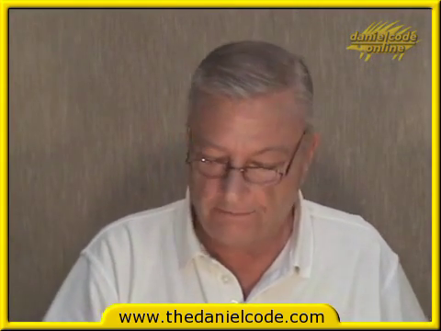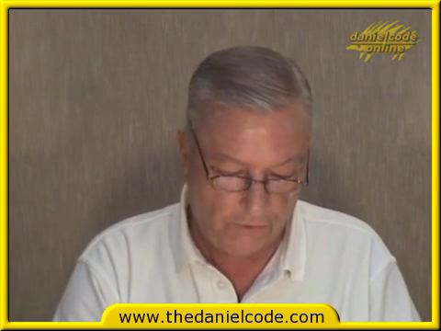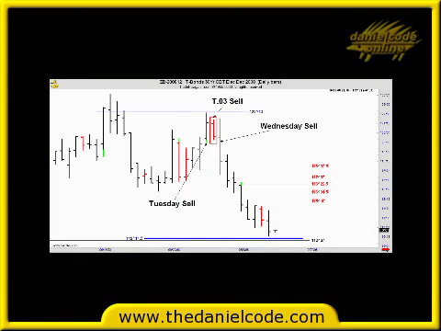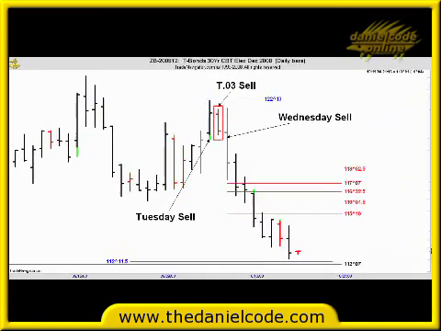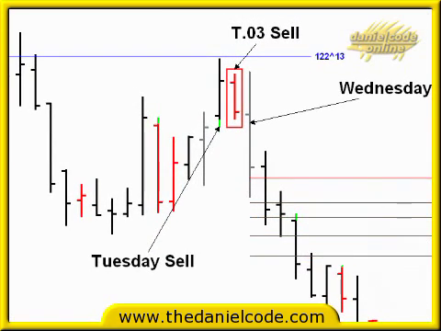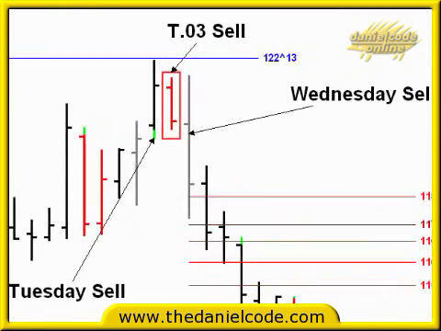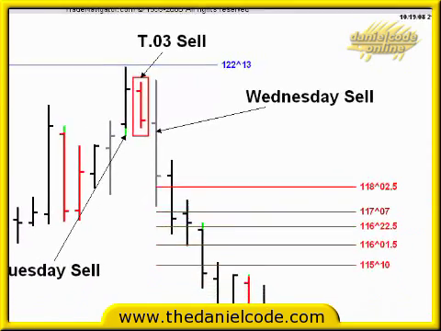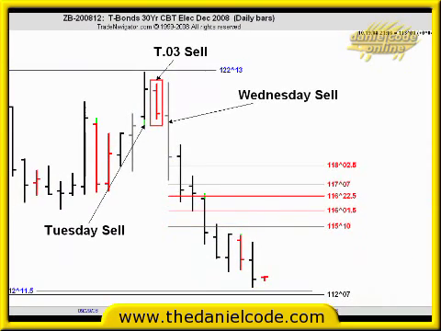The next chart, much the same, will show you a T.03 sell in T-bonds, which came late last week. You'll see the little inside bar with the rectangle had the T.03 signal on it. You would have been a seller at Tuesday's low. It didn't take it out, so you moved your stop up, and on Thursday you sold at Wednesday's low minus a few ticks. And you can see how effective that trade has been.